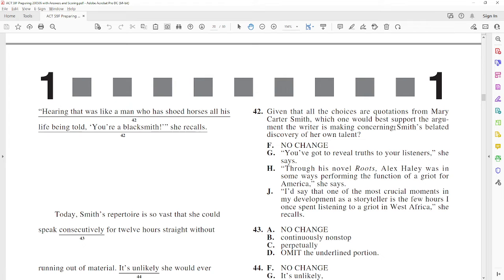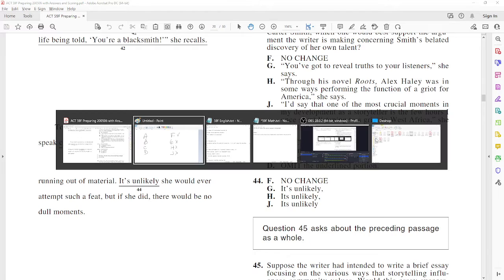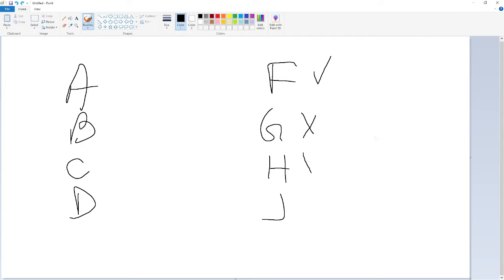The answer is F. Man who has shoed horses all his life, and now being told he's a blacksmith is like her, having told stories for many years, now being told you've been a griot. You're a griot. You're already there. Okay, so F is the answer for 42. Let me delete these things.